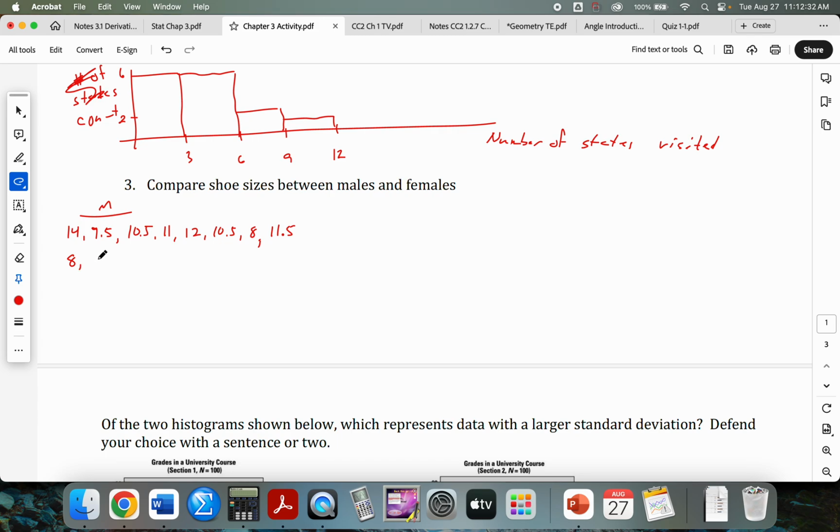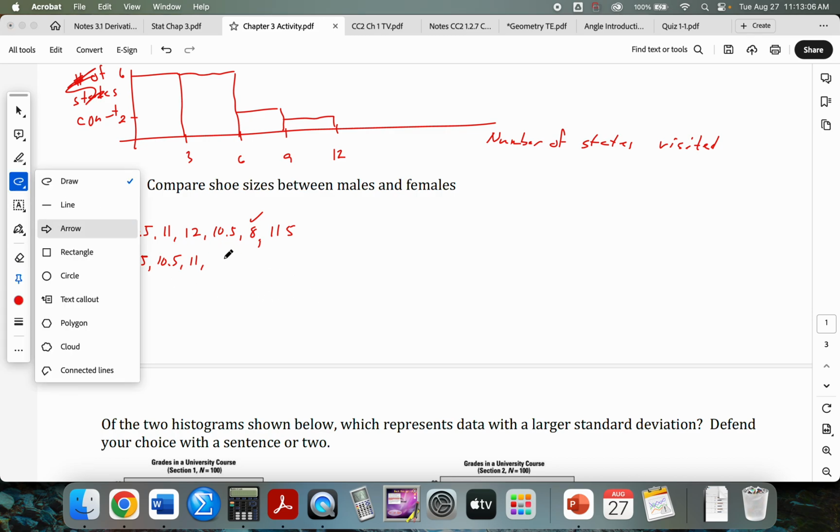Somebody had a tiny foot. 8. And then 9.5. And then 2 10.5s. An 11, a 12, and 14. Is that all of them? 1, 2, 3, 4, 5, 6, 7. 5, 6, 7, 8. I missed the 11.5. This is why always at the end I count how many I have.